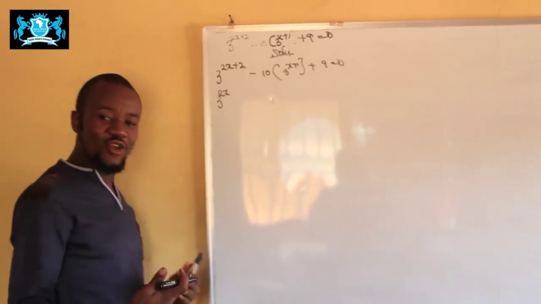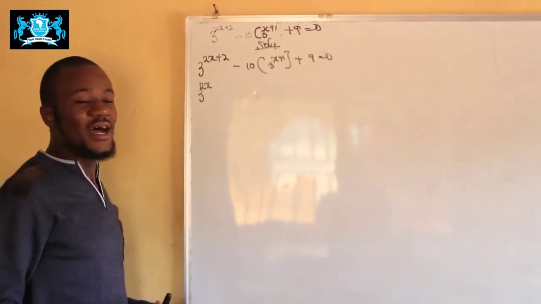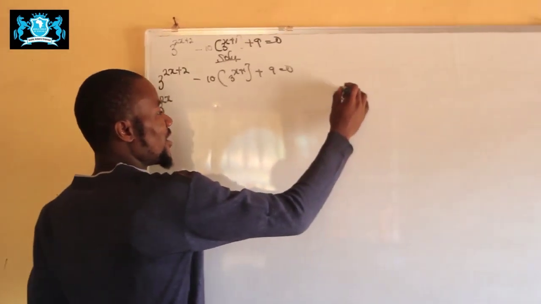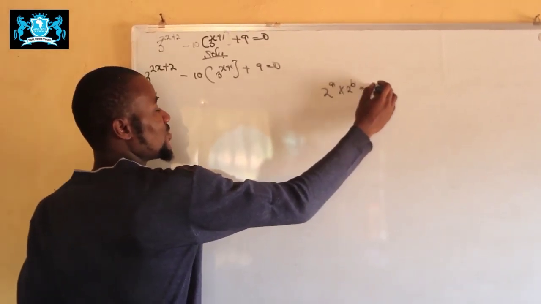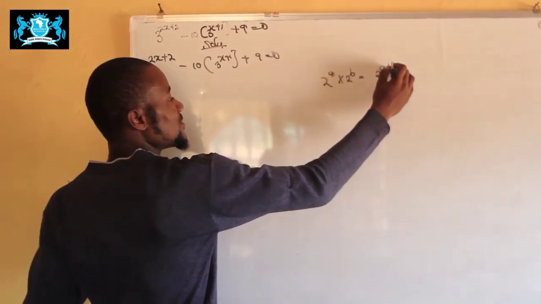Now we are applying the law of indices. If you can remember that when you have 2 raised to the power a times 2 raised to the power b to be equals to 2 raised to the power a plus b.